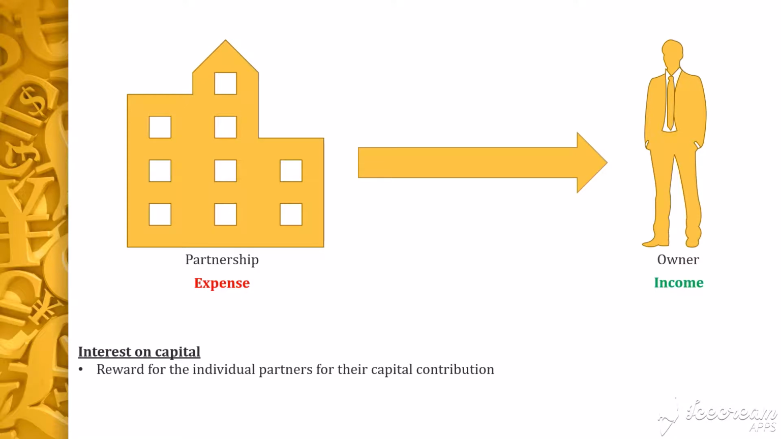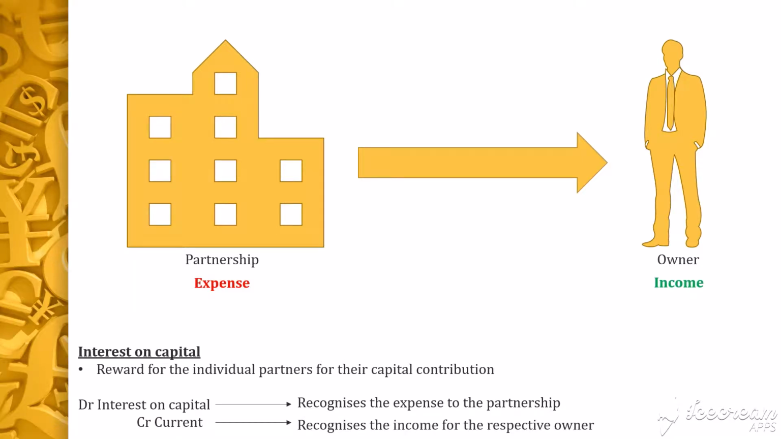The journal entry to record interest on capital is to debit interest on capital and credit the individual partner's current account. The debit interest on capital recognizes an expense to the partnership as a whole. The current account represents the profit attributable to an individual partner. So when we credit current account, we recognize an income that the partner has earned.